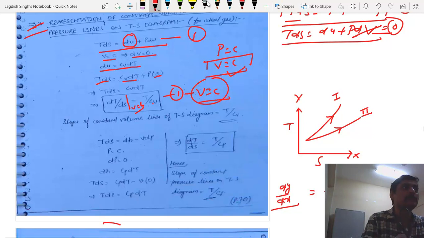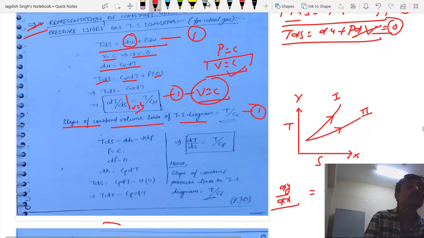For an isochoric process, a constant volume process, the slope is T by Cv. Therefore, the slope of a constant volume line on a TS diagram is T by Cv. This is equation number 1.